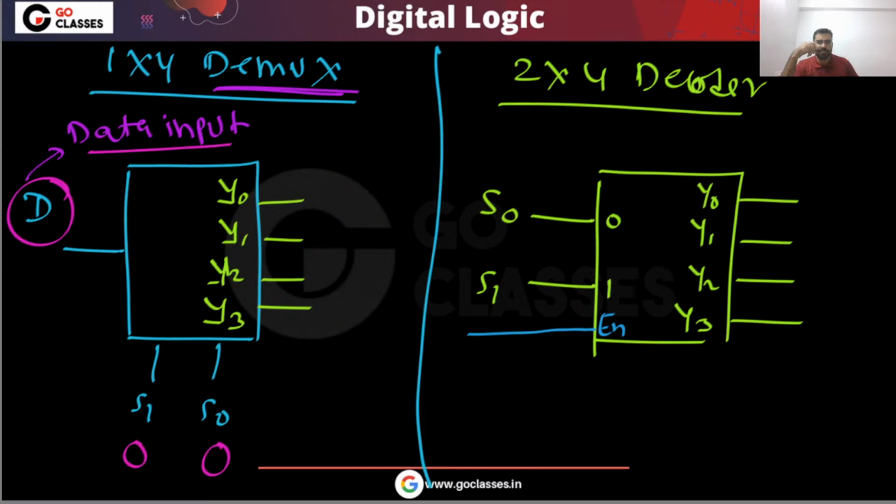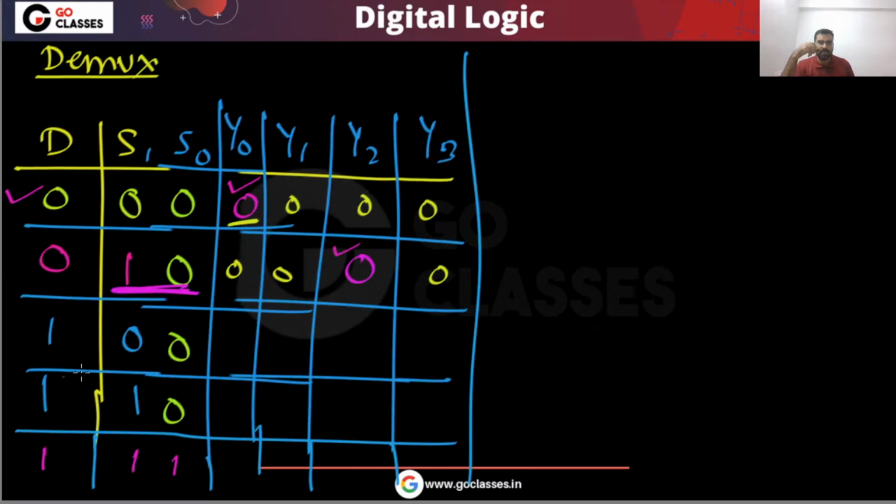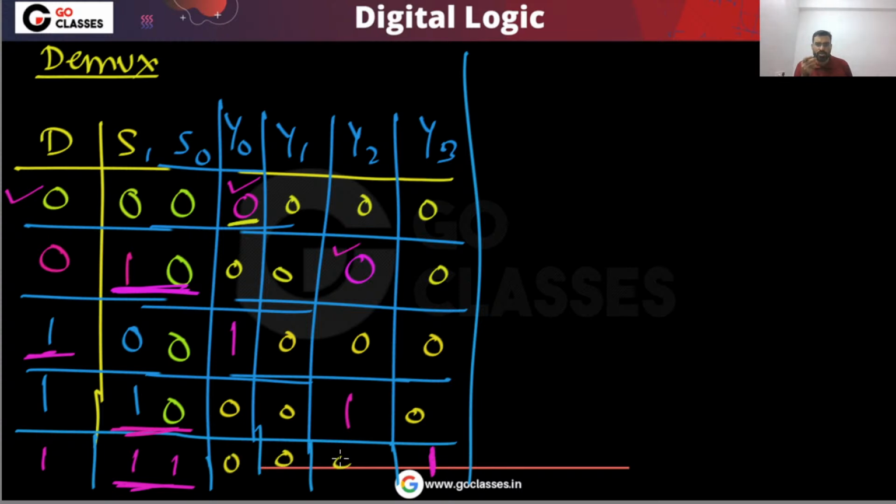Tell me, is this concept clear? Next, if these are 0, 0, now your data is 1. Then your data will go to y0 and the others will be 0, 0. When this is 1, 0, then data will go to y2, and the others will be 0, 0. And when this is 1, 1, then data will go to y3, and the others will be 0, 0, 0. This is your demultiplexer. Is this understood? Anyone has any doubt in this?